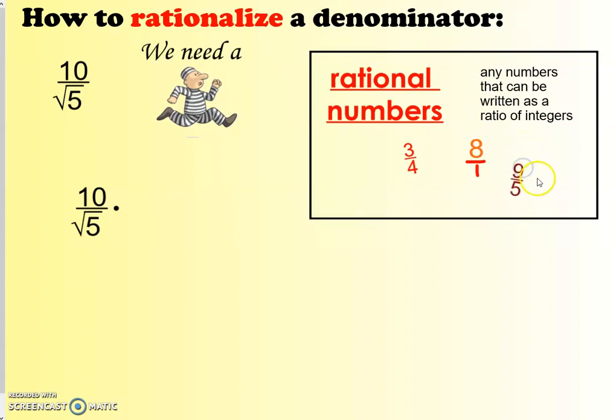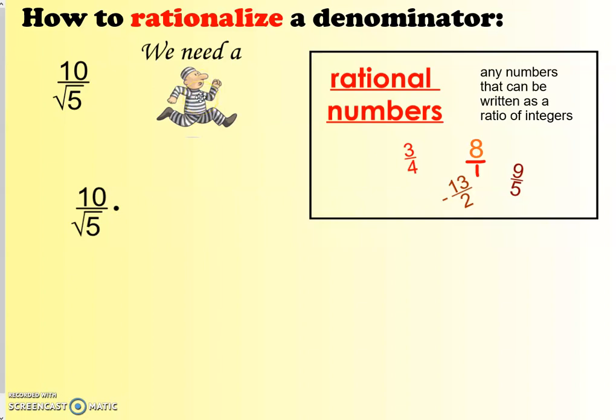You could have 9 over 5. It could be an improper fraction. You could even have negatives, negative 13 over 2. So the denominator can't be irrational, can't have a square root. It has to be rational. And you may remember from algebra and geometry that square roots are not rational numbers. They're irrational. So what we need to do is we've got to get a jailbreak.